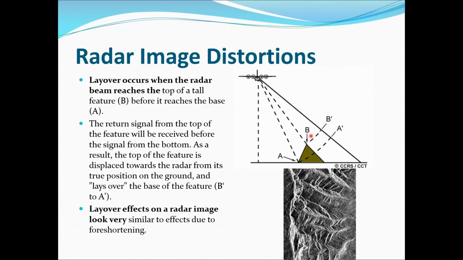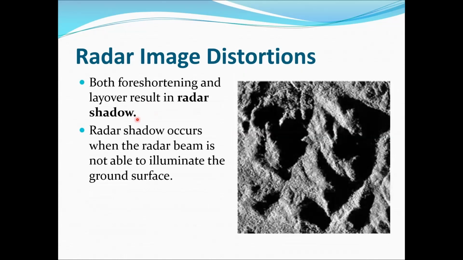So how is it normally plotted? The top is plotted first before the bottom. What is the effect of this in actuality? The images tend to bend or lean towards you. You have seen, for example, images of buildings tilted towards you, bending, leaning, laying over. This is the cause, and it also has to be corrected for before you do radar analysis. So then the other is shadow.